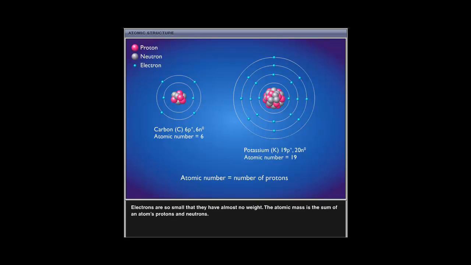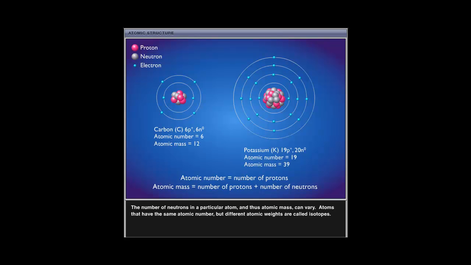Electrons are so small that they have almost no weight. The atomic mass is the sum of an atom's protons and neutrons. The number of neutrons in a particular atom, and thus atomic mass, can vary. Atoms that have the same atomic number but different atomic weights are called isotopes.